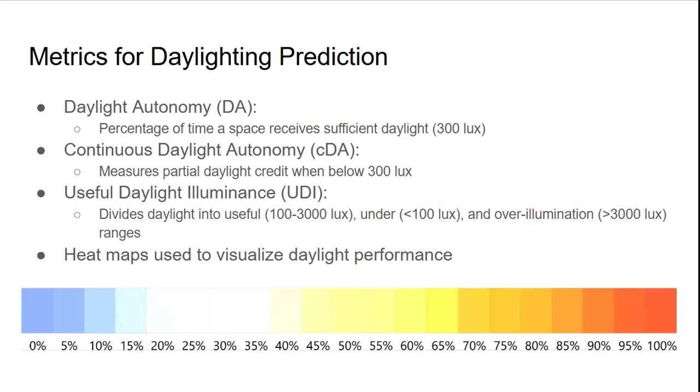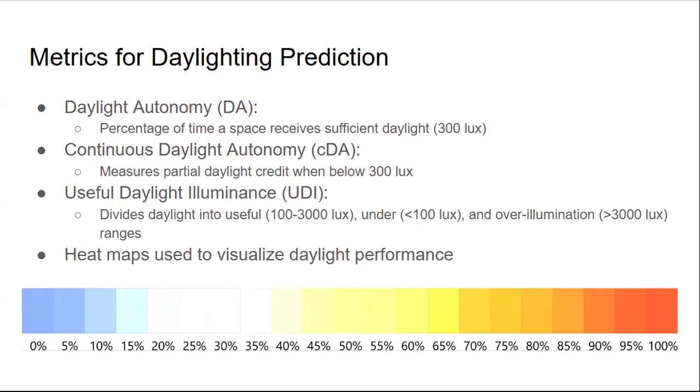To quantitatively assess daylight quality in a given space, various daylight simulation methods have been developed. Annual daylighting metrics are commonly used to evaluate daylight performance over the course of a year. These metrics help architects determine whether a design effectively utilizes natural light. Let's take a closer look at three key annual metrics used in this type of research: daylight autonomy, continuous daylight autonomy, and useful daylight illuminance.